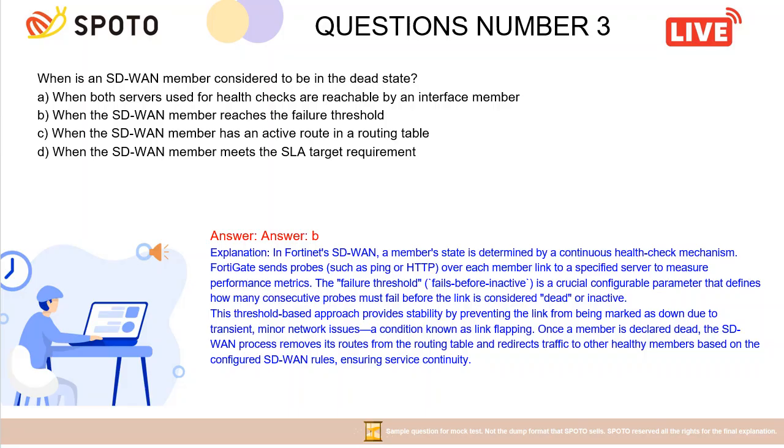Once a member is declared dead, the SD-WAN process removes its routes from the routing table and redirects traffic to other healthy members based on the configured SD-WAN rules, ensuring service continuity.